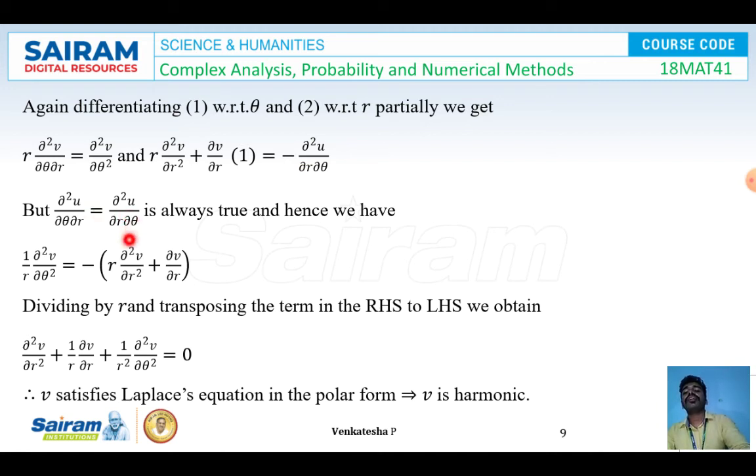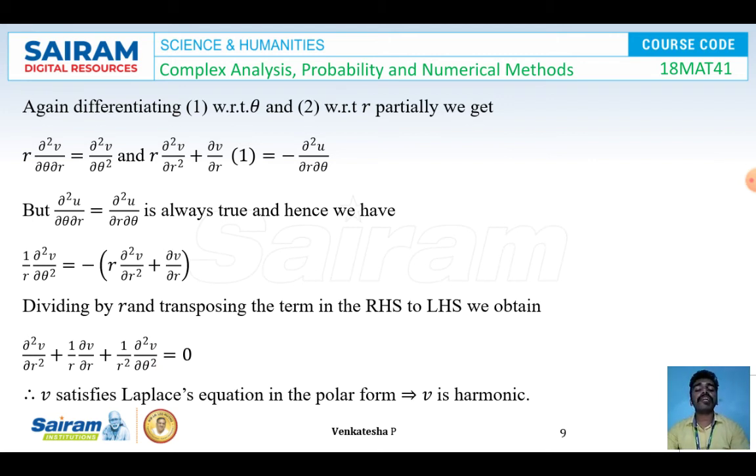This is always true, hence we have the equation like (1/r) ∂²v/∂θ² is equal to minus of r into ∂²v/∂r² plus ∂v/∂r. Now dividing this equation with respect to r and transporting the RHS term to LHS, we obtain ∂²v/∂r² plus (1/r) ∂v/∂r plus (1/r²) ∂²v/∂θ² is equal to 0.